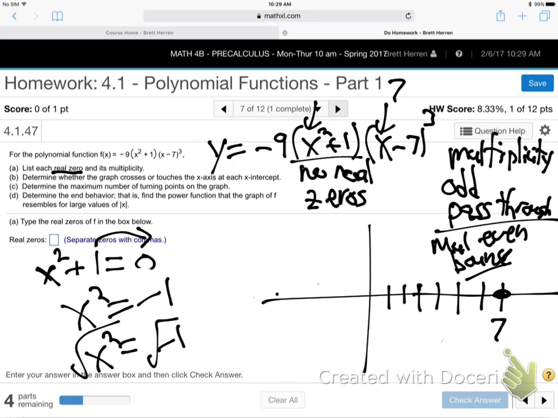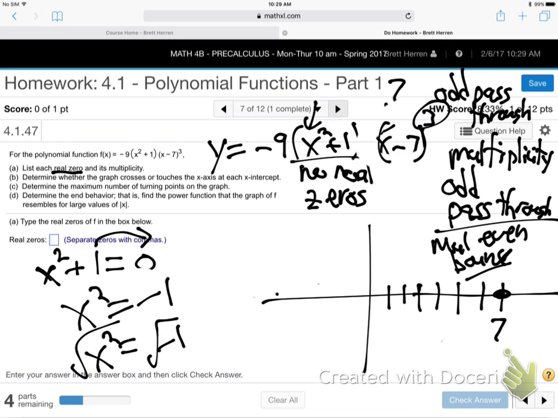Why? Well, before we say why, let's look at ours. We have, I just erased it. We have an odd power here, don't we? Ours is odd, so it's a pass through. Right? If that was a 2 power, it would be a bouncer.